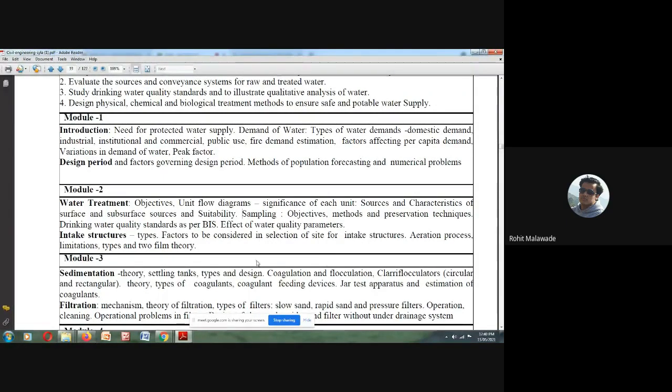So we will be seeing what the objectives of sampling are, what the different methods are. Then we are going to see the different preservation techniques. Then the drinking water quality standards according to the Bureau of Indian Standards, what the different water quality parameters are. Then what intake structures are, and their types. Then factors to be considered in site selection of intake structures, what aeration is, its types and the two film theory.